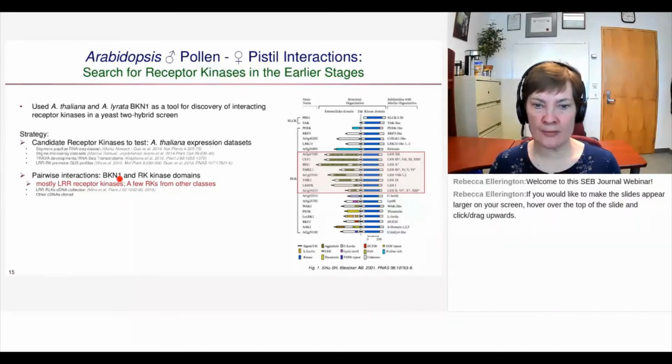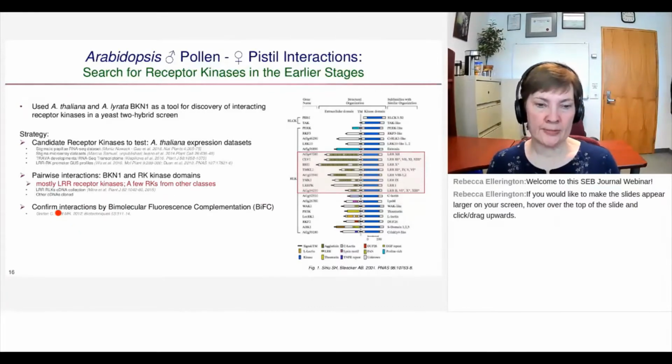So we are essentially cloning the cytosolic kinase domains from these receptor kinases and testing their ability to interact with BCAN1. We used mostly LRR receptor kinases, and that's this middle group here, because they make up over 200 of the predicted receptor kinase genes in Arabidopsis. And there are a lot of resources for them, including a cDNA collection of Gateway entry clones, which made their cloning very simple. We also picked out a few other RKs, receptor kinases from other classes, and cloned their cytosolic kinase domains as well.